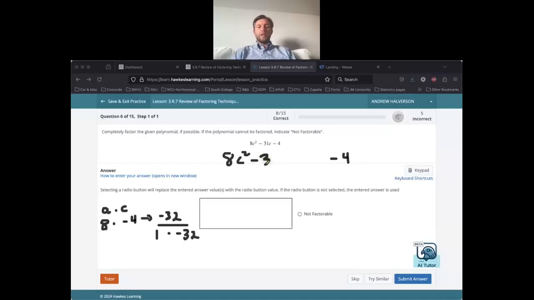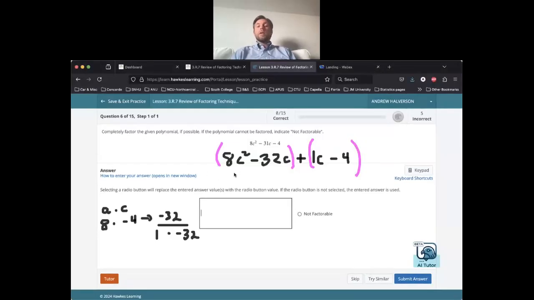So I'm going to switch this around to -32c plus 1c. So that my sign in the middle in front of the third term is a plus, not a minus. So I sort of engineered it a little bit. Okay, so grouping method now. Group the first two, group the last two. Good. So when we do that, then we get what?